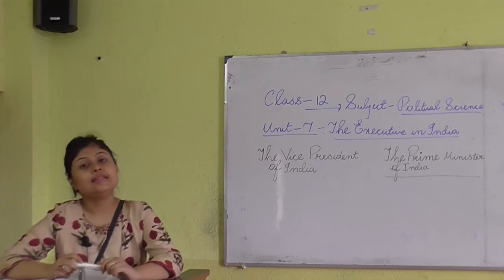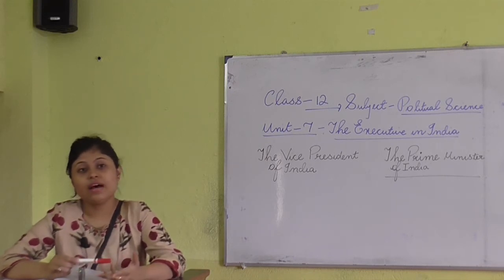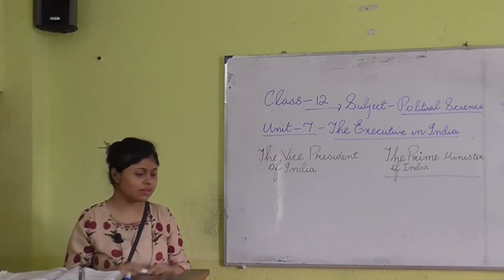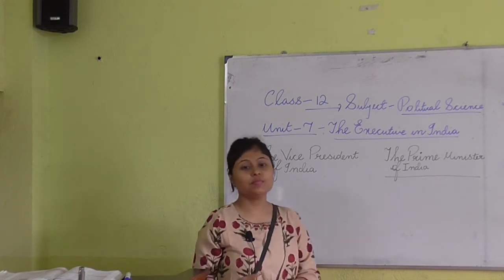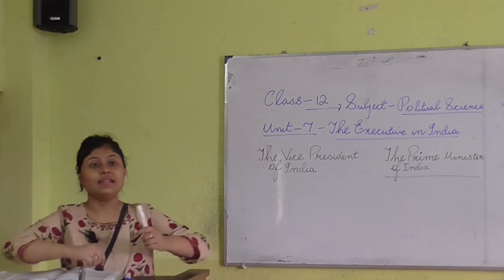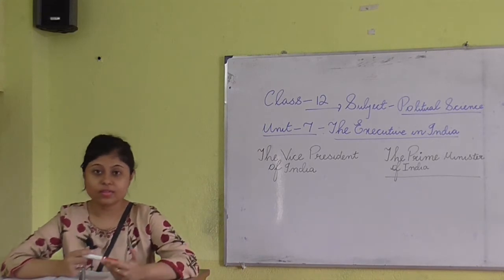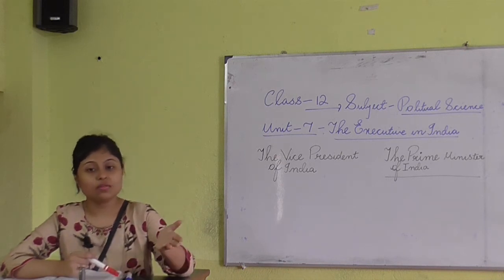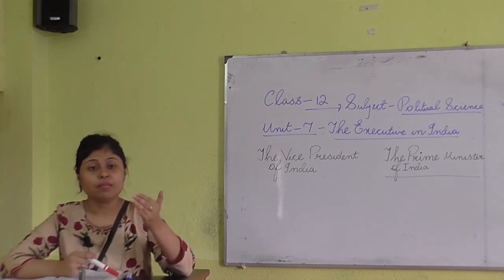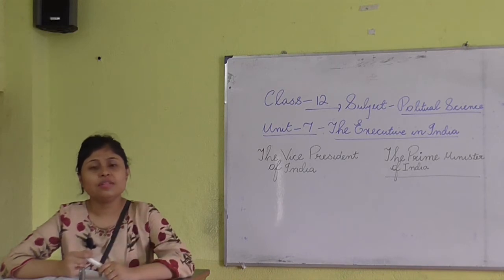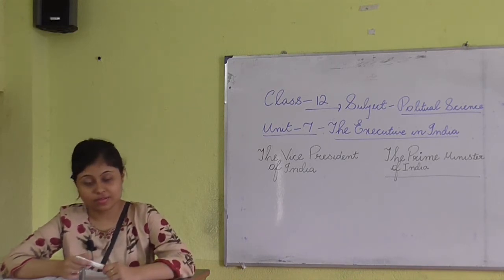Now Articles 64 and 65 specify the powers and functions of the Vice President. So what are the powers and functions of the Vice President? The Vice President mainly presides over the meetings of the Council of States, that is the Rajya Sabha, the second chamber of the Parliament. Like in the US also, the Vice President presides over the meetings of the National Legislature, that is the Senate. The Vice President is the ex officio chairman of the Rajya Sabha.